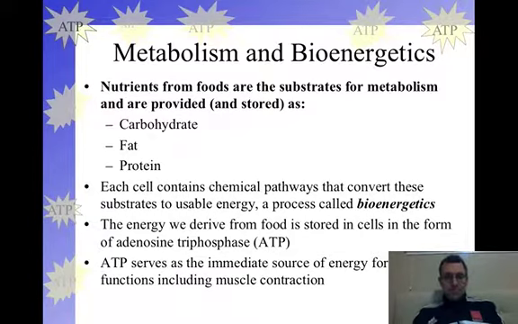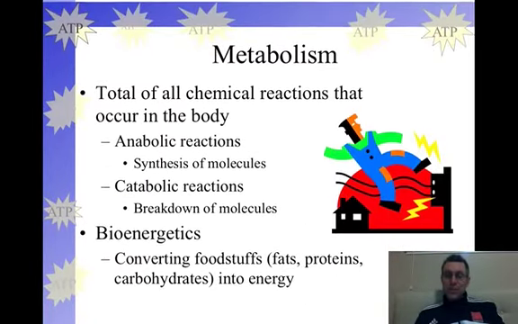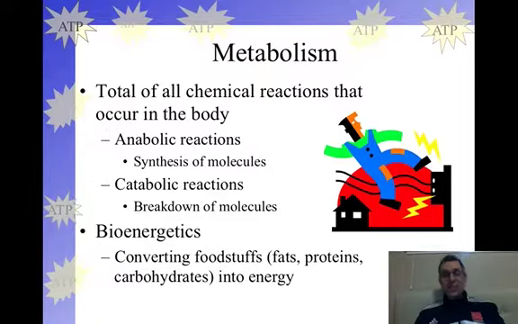The form of energy we derive from food ultimately is in the form of adenosine triphosphate or ATP. And ATP serves as the immediate fuel source for energy for most body functions, and especially in the case of a class like this, we're talking about muscle contractions. We're all about muscle contractions. It's all about ATP. So being able to regenerate it, to produce it, to get it from the reactions from breaking down our food is what this is all about. So let's introduce metabolism.